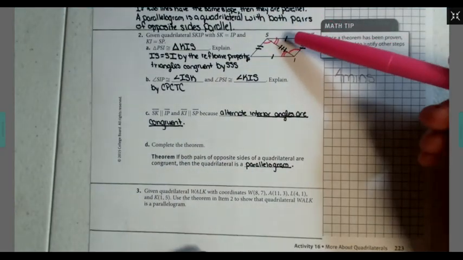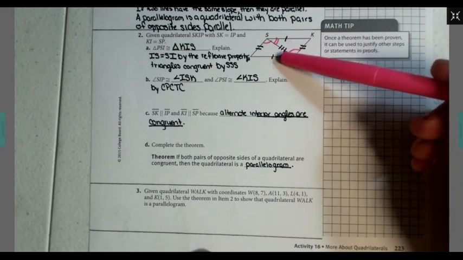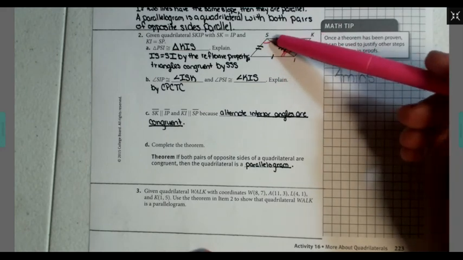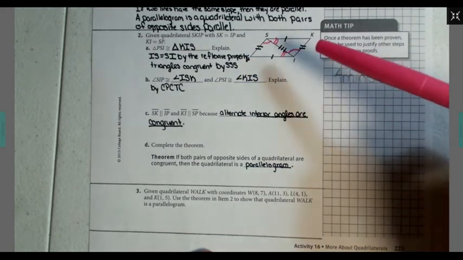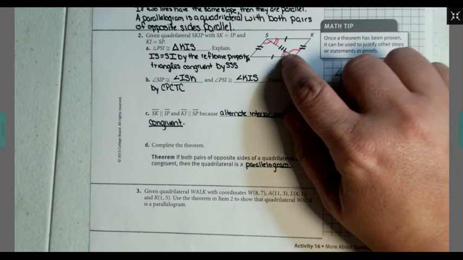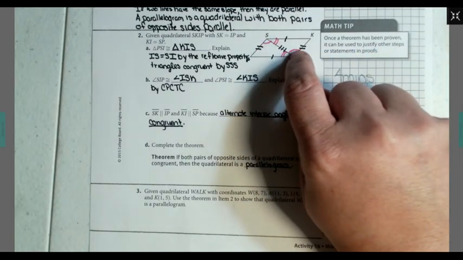Well, if these angles are congruent, I can state that these 2 lines are parallel because alternate interior angles are congruent. Because this angle is an alternate interior to this angle, and vice versa. These 2 angles right here with the 1 arc. So, if we know that both pairs of opposite sides of a quad are congruent, then the quad must be a parallelogram. On to the next set of questions.